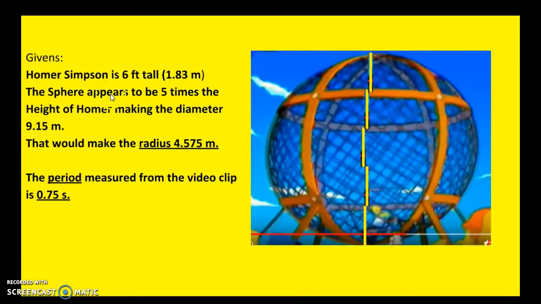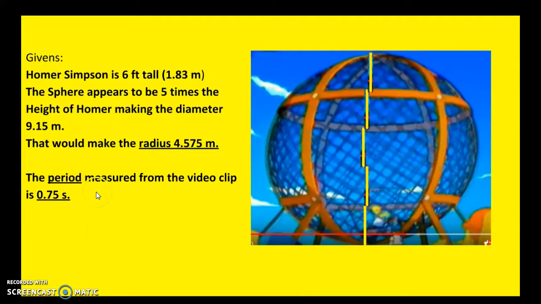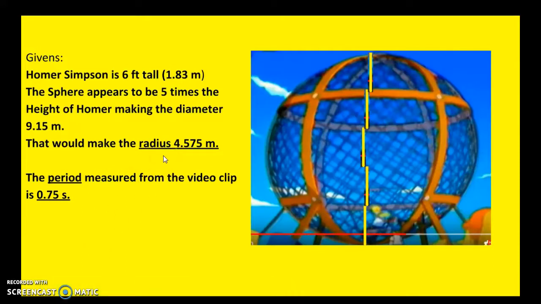And then because the radius is half the diameter, that would make the radius 4.575 meters. Also from the video clip, if I do a slow motion, I could tell that Homer does one complete rotation in roughly 0.75 seconds. So he's going around this entire thing in less than 1 second. So these two numbers right here are the really important ones to determine, should Homer have actually fallen off the sphere or did he actually survive?